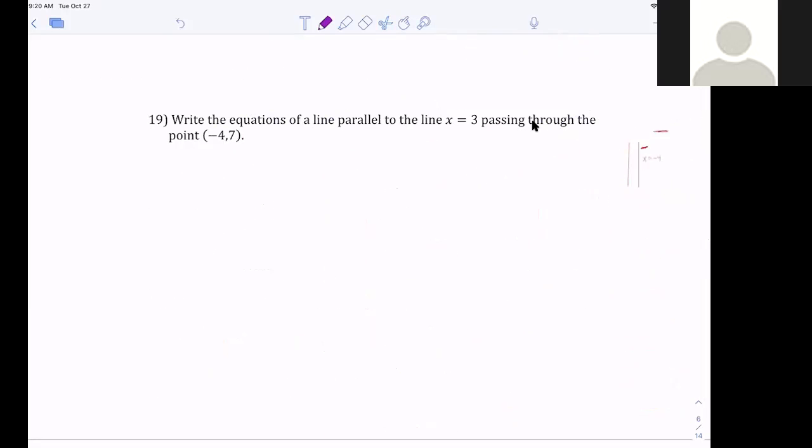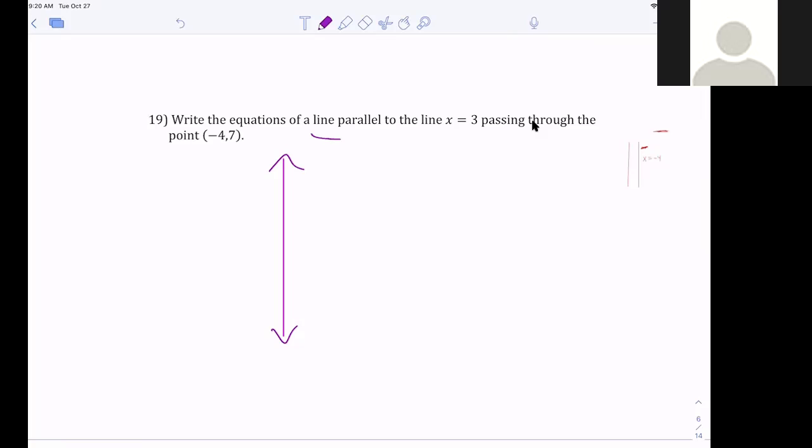What kind of line is x equals 3? Everyone should be able to tell me. It's just a vertical line. We know that because we've done it 1,000 times. X equals 3 is vertical. If you don't know that, write it down again. Make yourself a new note. X equals 3 is a vertical line.